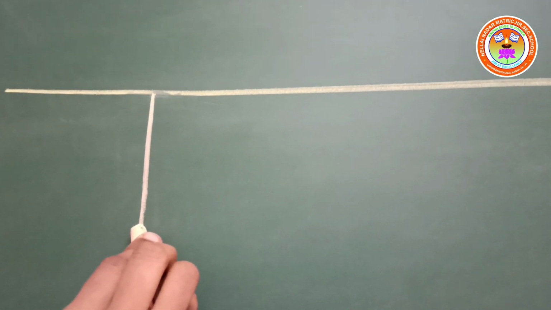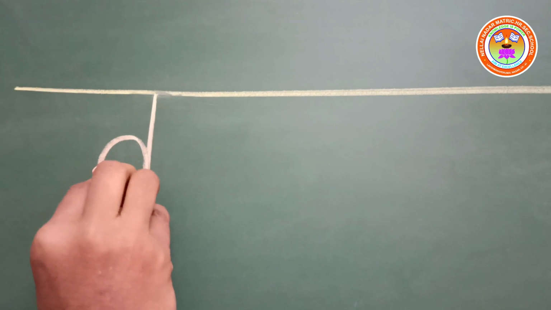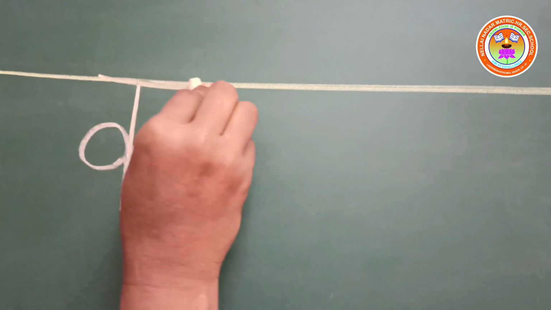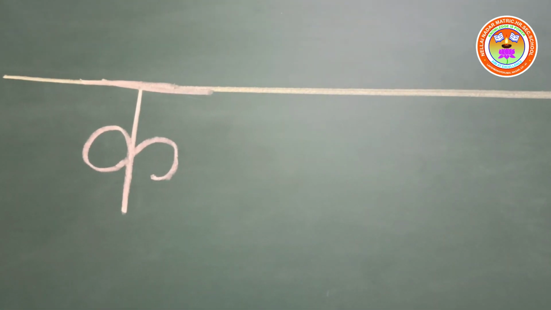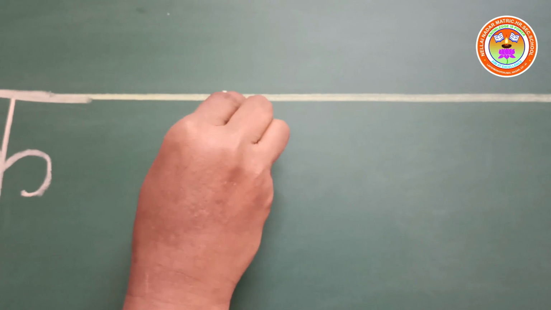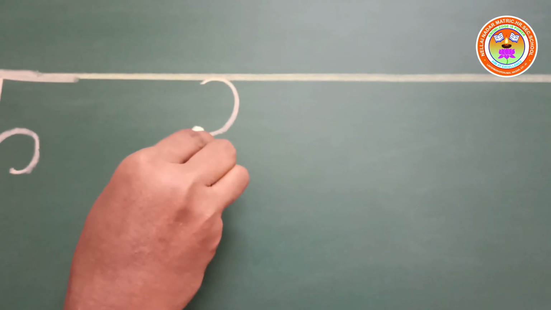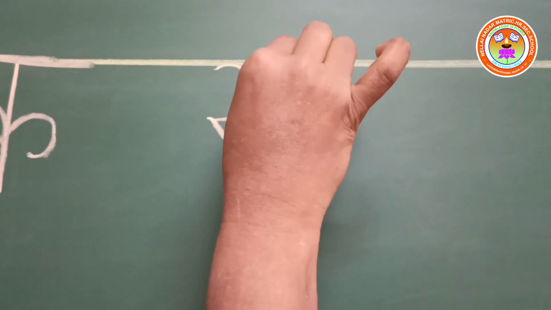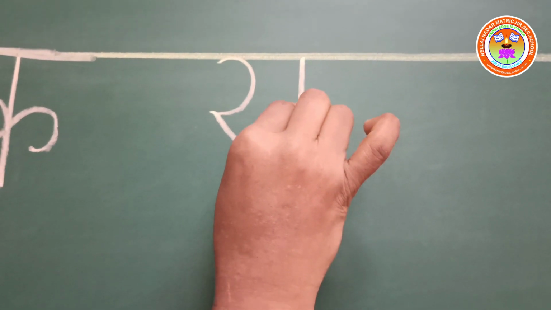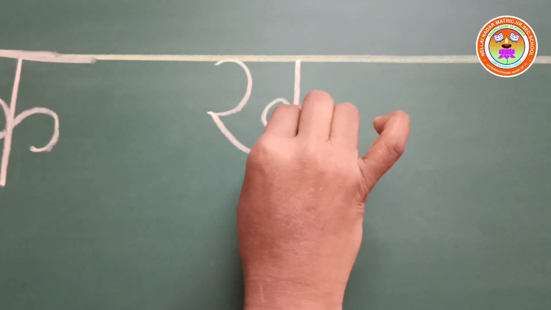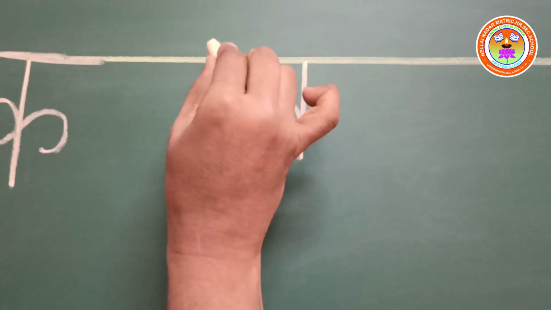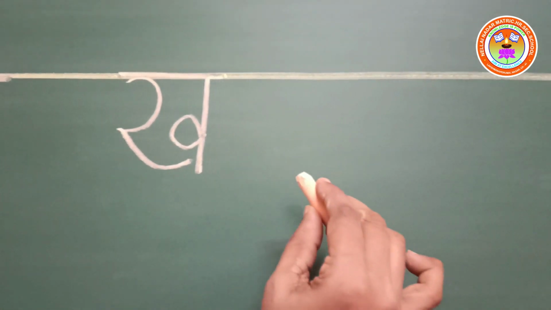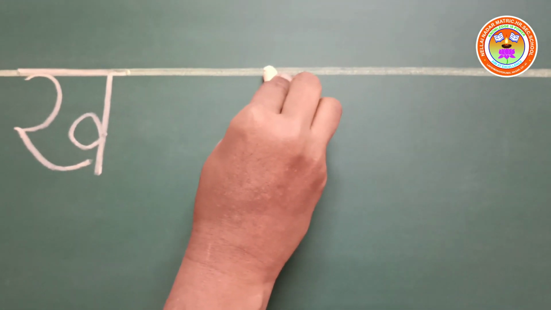Draw a straight line, draw a small circle, take it to the right side and draw a sleeping line on top of it. K. The next alphabet will be: touch the line, draw a half circle, take it to the right side, go up, come down, draw a straight line and a small circle in between and draw a sleeping line on top of it. K. The next alphabet will be G.